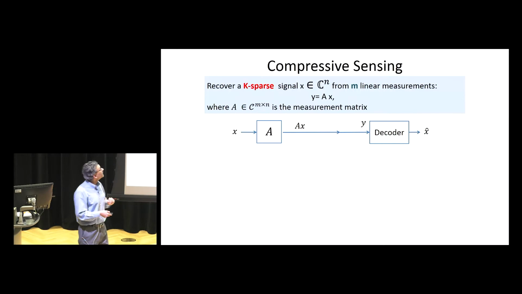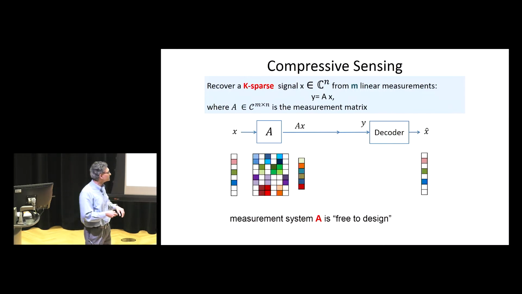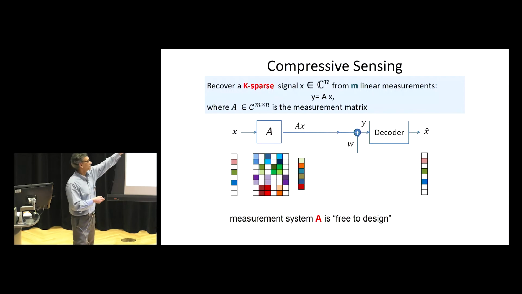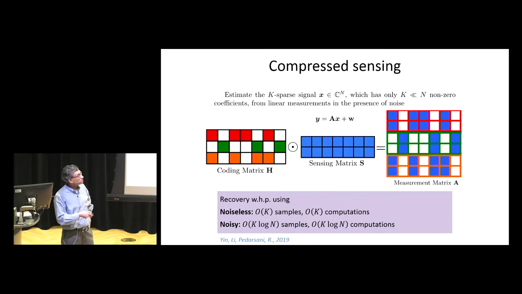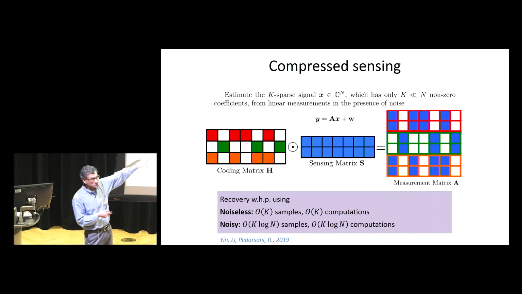Okay? And I don't know if I'll have time for this. I'll just go very fast through this. But again, in the compressed sensing problem, you have y equals Ax plus noise. The measurement system A is free to design. People typically make them IID Gaussian, and you can get the minimal number of measurements. Our method will involve using a coding matrix row-tensored with the sensing matrix.